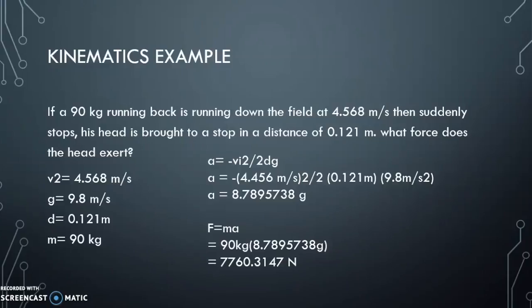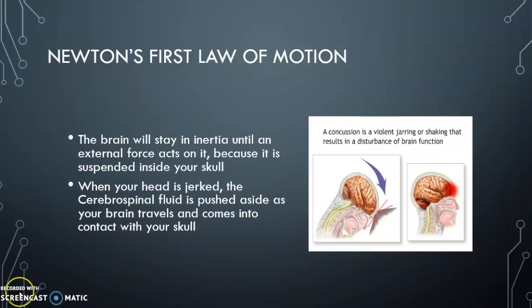Now we can use a simple F net equals ma formula to calculate the force exerted by the head in newtons. F equals ma. We already have our mass of the running back, which is 90 kilograms. We found out the acceleration, so we multiply those two, and then we get the answer of 7,760 newtons, and that's the force that it exerted onto the head of the running back.